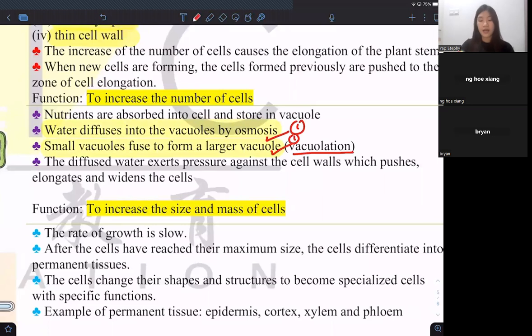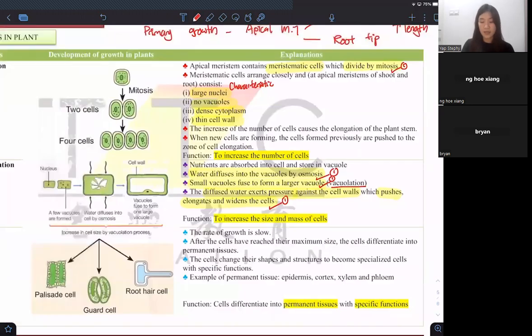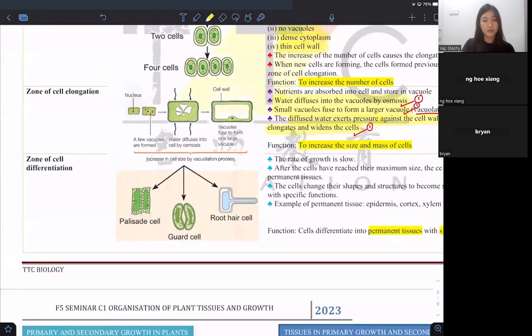After that, the diffused water will produce pressure against the cell wall, so it will push, elongate, and widen the cell. This is the last point. The function of cell elongation is to increase the size and mass of the cell. Okay, like this. And then for the last one, the zone of cell differentiation.